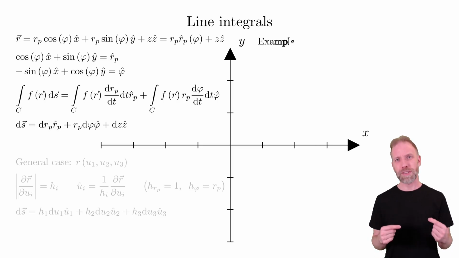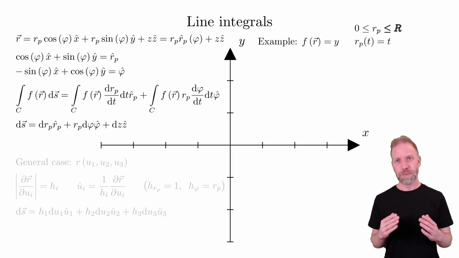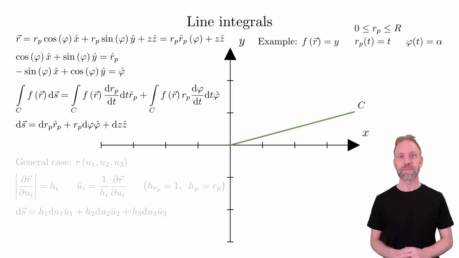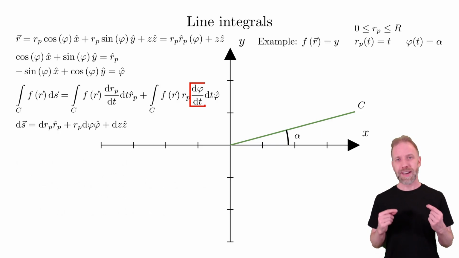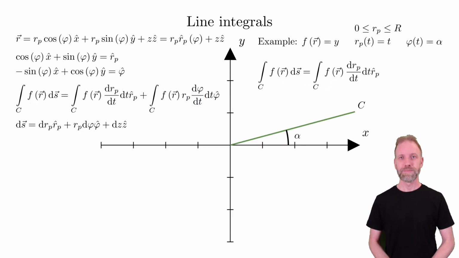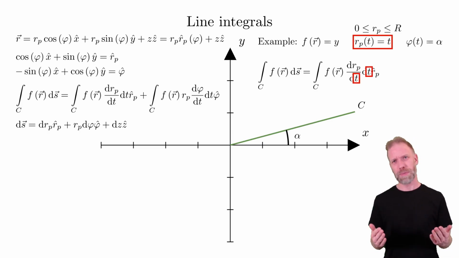Let us do an example to demonstrate a line integral using polar coordinates. Let f of r be y. Let's integrate in the ρ direction from 0 to R by letting ρ of t simply be t and φ constant α. Let us plot this curve as the green line. As φ is a constant for this curve, the dφ/dt will be 0. In this case, ρ is our parameterization t. Hence it's common to simply call it ρ.